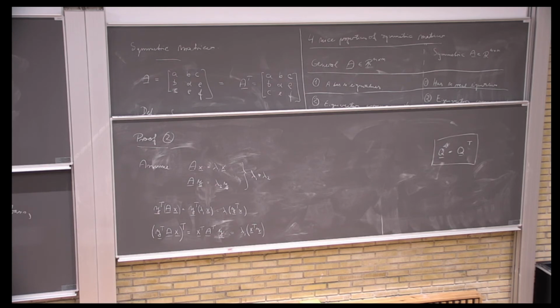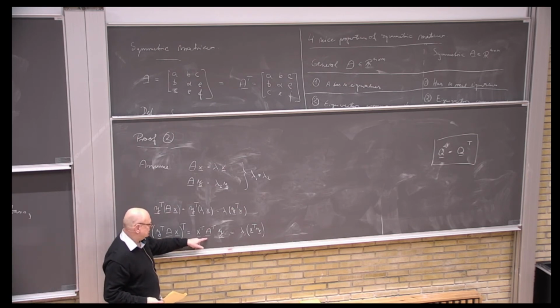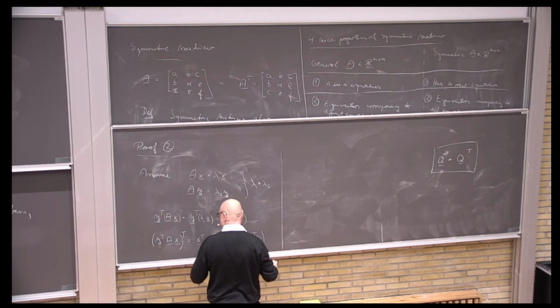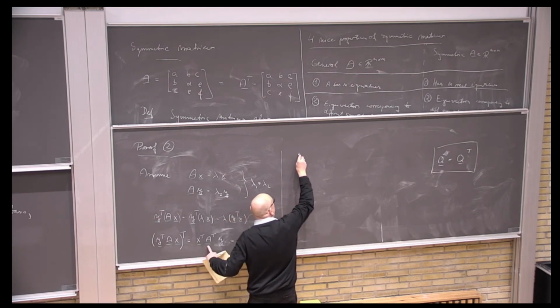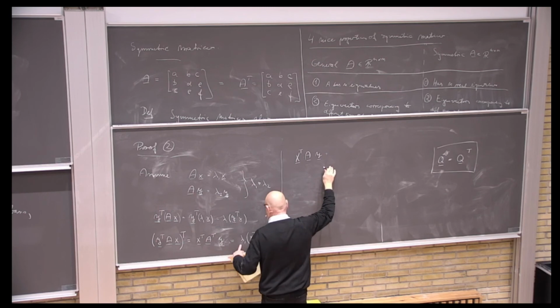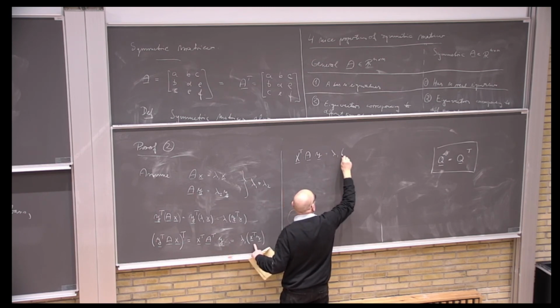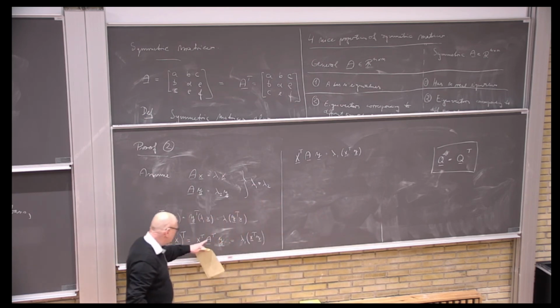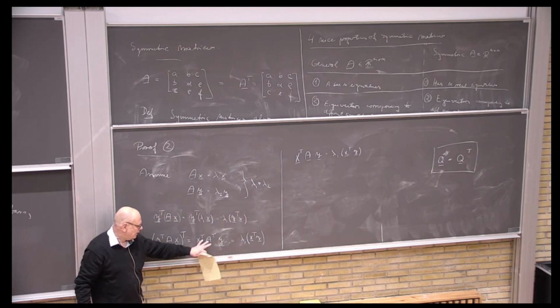But now we can use that A is in fact symmetric, because we can then write this as x transpose times A times y, and this is equal to lambda 1 times x transpose times y. And here I have used that A is symmetric, so the transpose of A is equal to A.